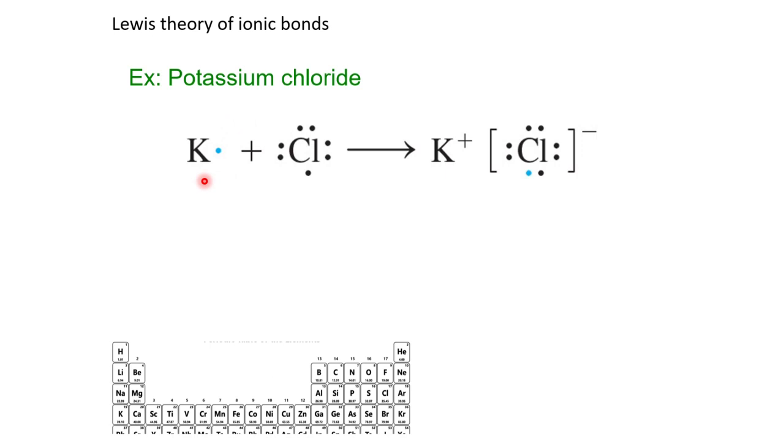So as an example, let's look at potassium chloride. We look at what group potassium is in. It's in group 1, so it has 1 electron. And we look at chlorine and we see that it's in group 7 and it has 7 electrons. The idea using the Lewis theory of ionic bonds is that this electron leaves potassium, so potassium is ionized, and that electron is accepted by the chlorine to form chloride.